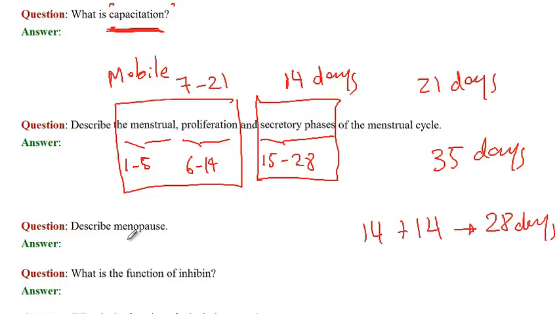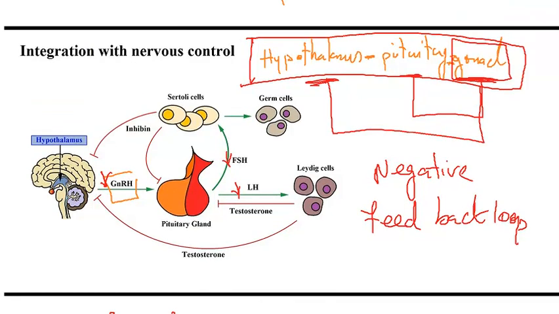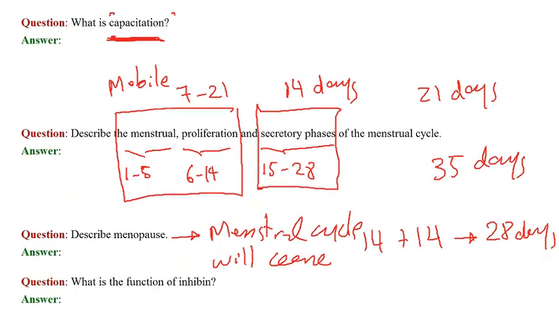The next question is, describe menopause. So basically, when the ovaries stop responding to FSH, there would be a cessation of the menstrual cycle. The menstrual cycle will cease, and that would be the definition of menopause. The next question is, what is the function of inhibin? Well, we just showed it right here. Inhibin acts on the anterior pituitary gland and on the hypothalamus to decrease secretion of GnRH and LH and FSH.